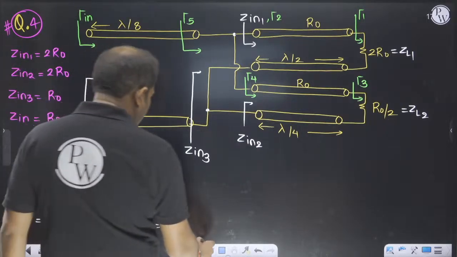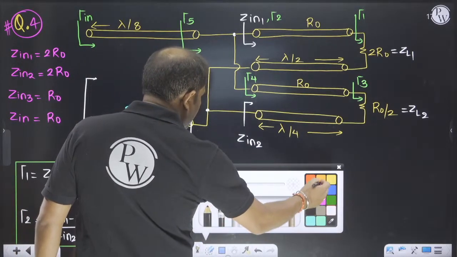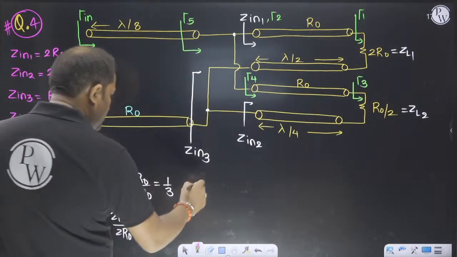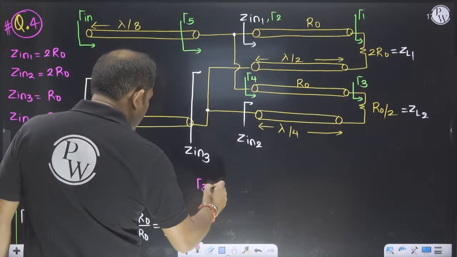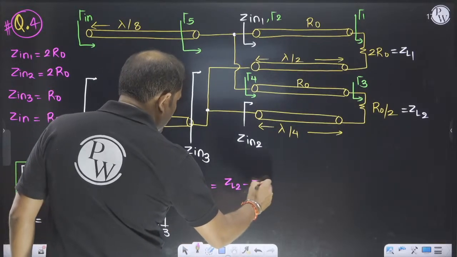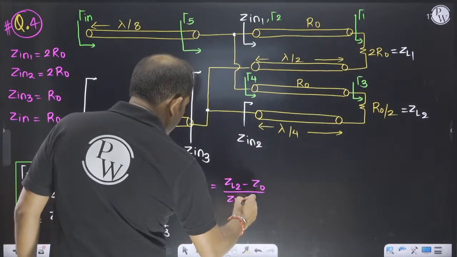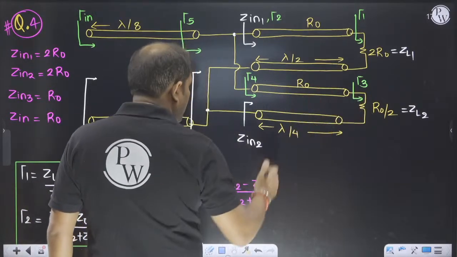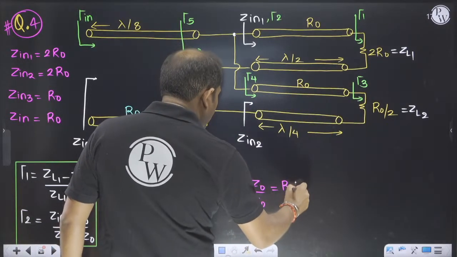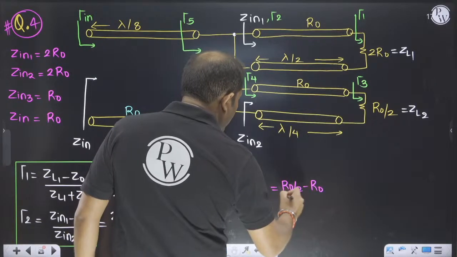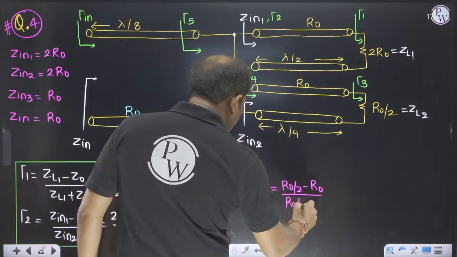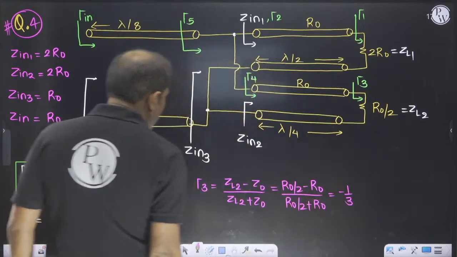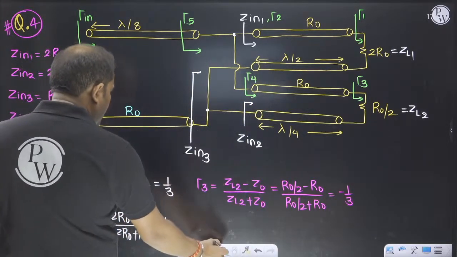Then we have the next case, gamma 3. Gamma 3 is equal to ZL2 minus Z0 divided by ZL2 plus Z0. ZL2 is R0 by 2, so R0 by 2 minus R0 divided by R0 by 2 plus R0. How much will it be? Minus 1 by 3.